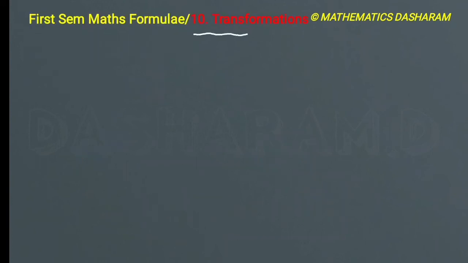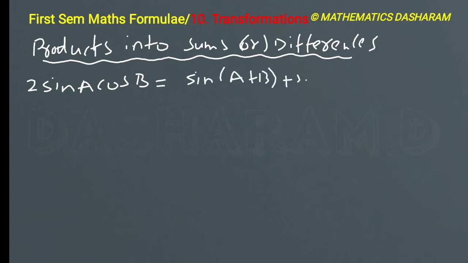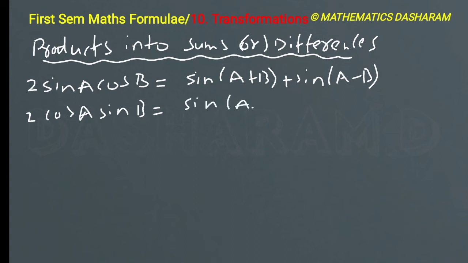Next, the 10th chapter, transformations. The first one is transformation of products into sums or differences. The first one is 2 sin A into cos B. So it is a product. Now it equals sin(A plus B) plus sin(A minus B). Next, the second product is 2 cos A into sin B equals sin(A plus B) minus sin(A minus B).